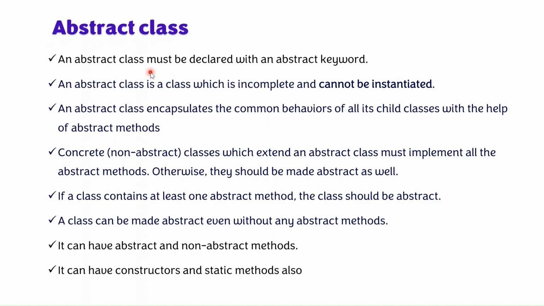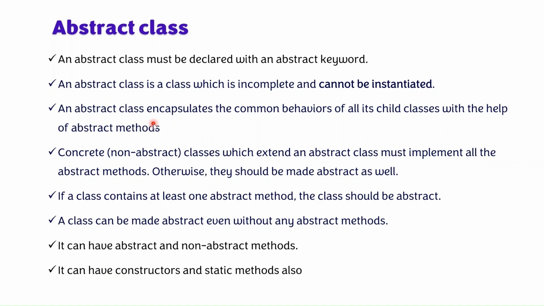An abstract class must be declared with the abstract keyword. An abstract class is a class which is incomplete and can't be instantiated. It means that we can't create an object of the abstract class. The abstract class encapsulates the common behaviors of all its child classes with the help of abstract methods.